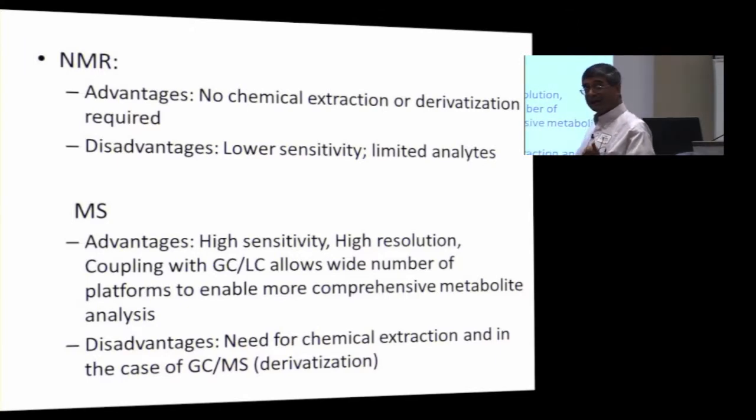We mainly use mass spectrometry in our core. The major advantages are the high sensitivity, high resolution, and you can couple either gas chromatography or liquid chromatography as a front end, which allows you to really diversify your portfolio in terms of the metabolic chemical diversity of compounds that you get. The disadvantages are that there's a need for chemical extraction, and in the case of GCMS, you need to derivatize the samples, which makes it a little more cumbersome and complicated.